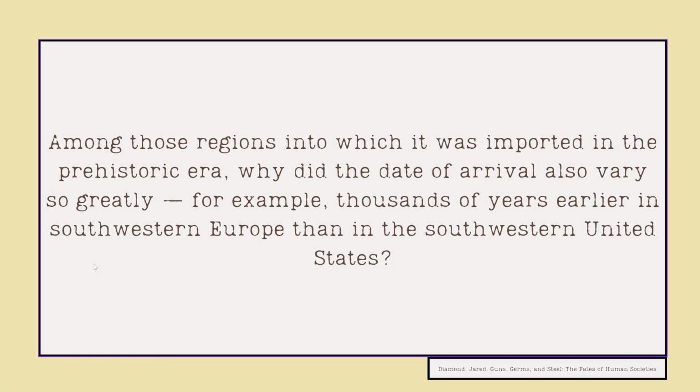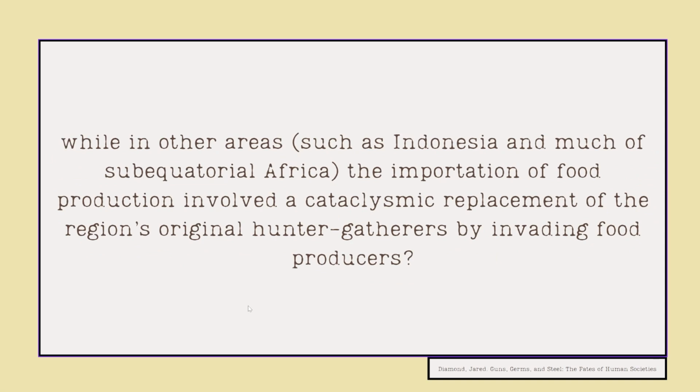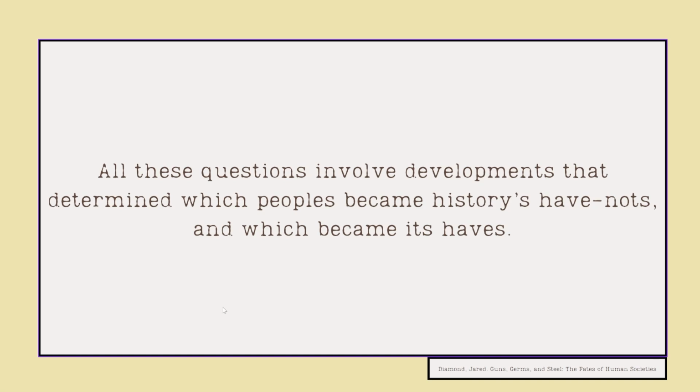Among those regions in which it was imported in the prehistoric era, why did the date of arrival also vary so greatly? For example, thousands of years earlier in southwestern Europe than in the southwestern United States. Again, among those regions where it was imported, why in some areas, such as southwestern United States, did local hunter-gatherers themselves adopt crops and livestock from neighbors and survive as farmers, while in other areas, such as Indonesia and much of sub-equatorial Africa, the importation of food production involved a cataclysmic replacement of the region's hunter-gatherers by invading food producers? All these questions involve developments that determined which peoples became history's have-nots and which became its haves.